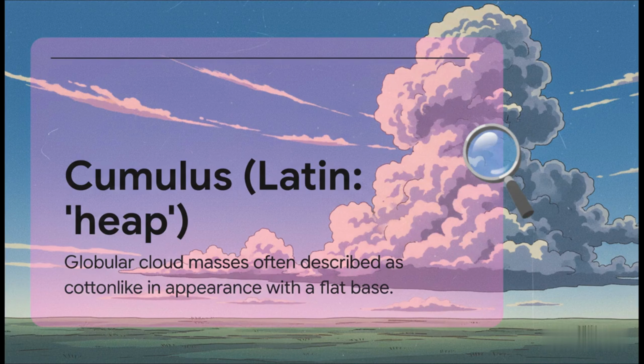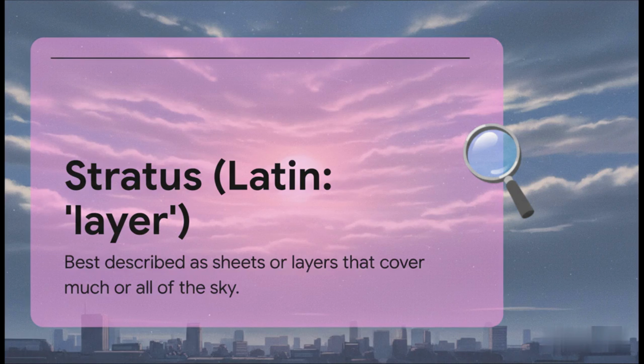Next up, Cumulus. In Latin, that means heap or pile, and you can totally see why. These are the absolute classic puffy clouds we all drew as kids, right? They look just like floating cotton balls, and you'll notice they usually have these distinct flat bottoms and puffy dome-shaped tops. And to round out our trio, we have Stratus.